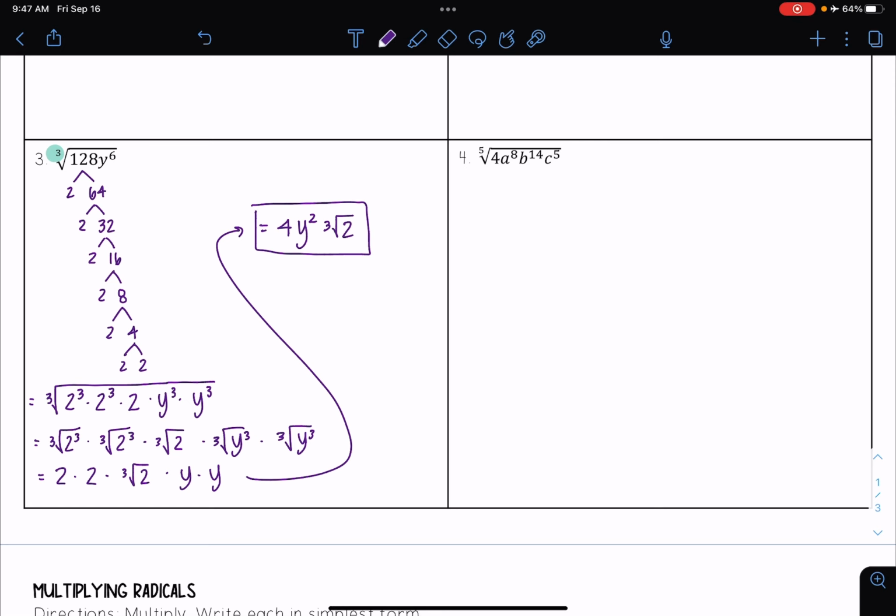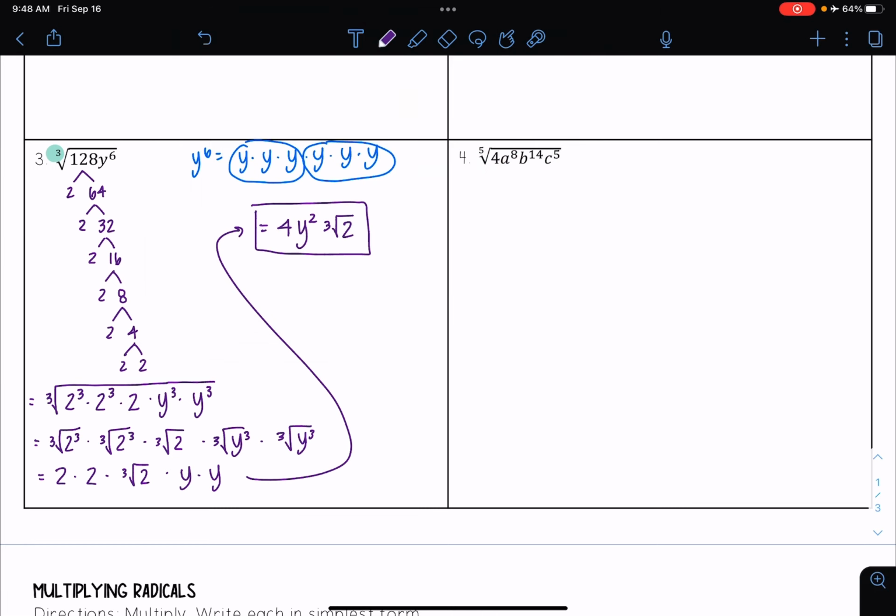Another way you can think about it for that y to the 6 is just equal to y times itself 6 times. And so looking for triples there, I see I have 1, 2 triples. And so that's why a y squared comes out of the radical.